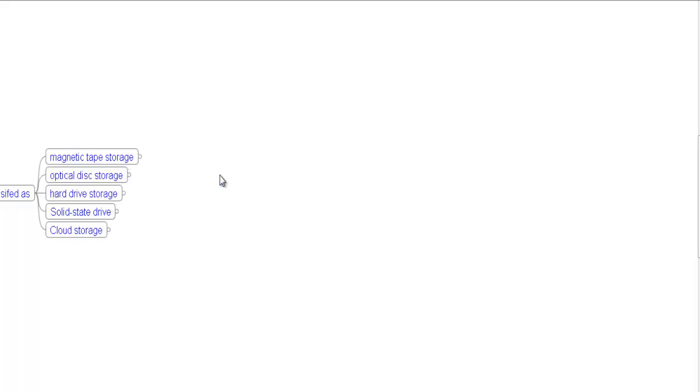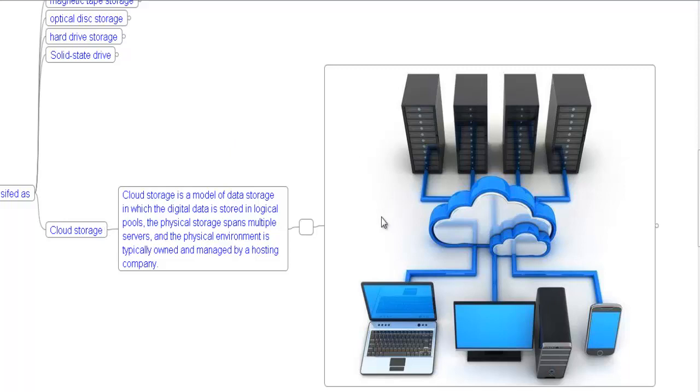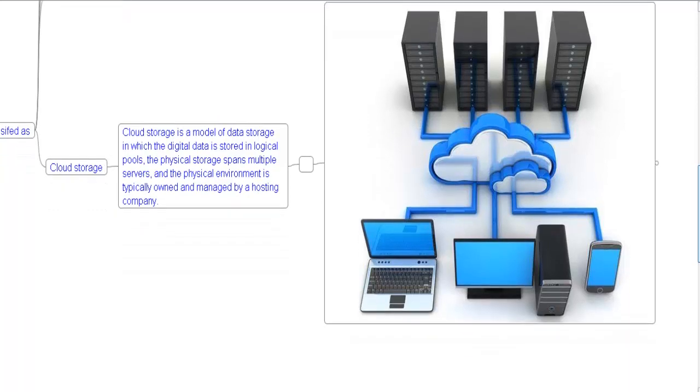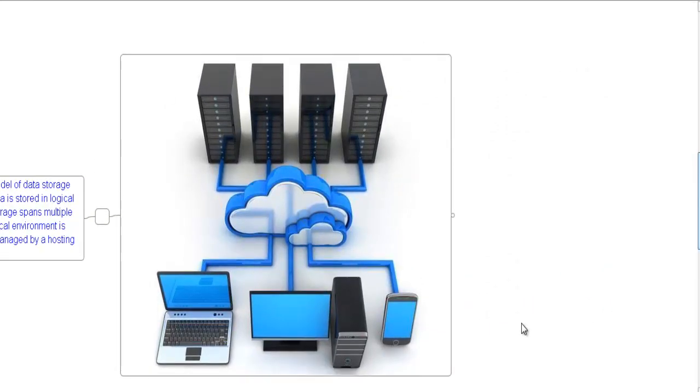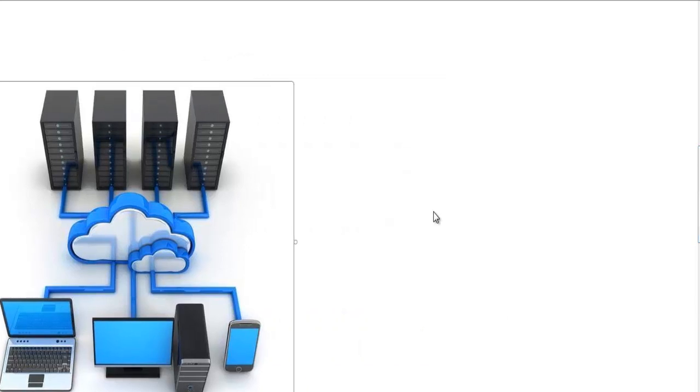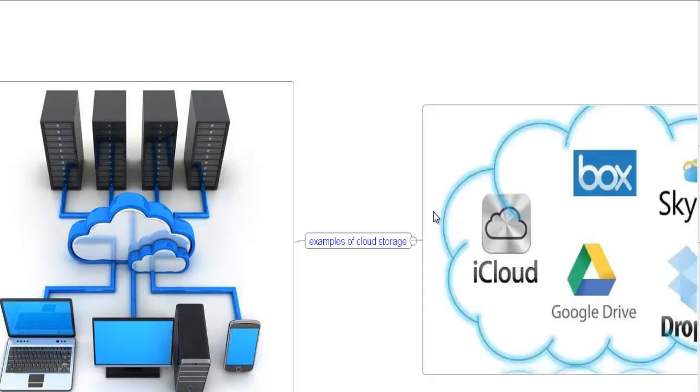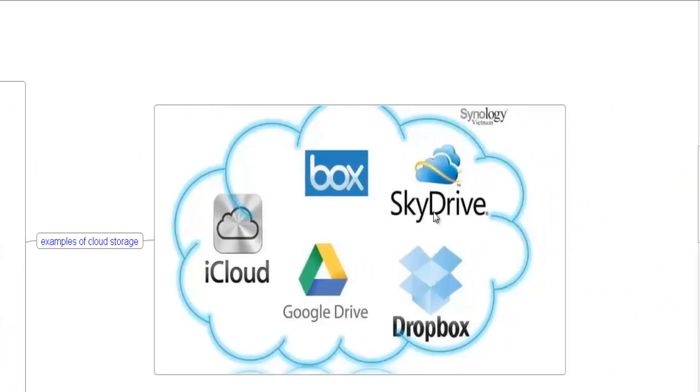Now let's explore cloud storage. Cloud storage is a model of data storage in which digital data is stored in logical pools. The physical storage spans multiple servers, and the physical environment is typically owned and managed by hosting companies. This diagram shows how cloud storage works. These are examples of cloud storage: Google Drive, SkyDrive, Dropbox, and iCloud.